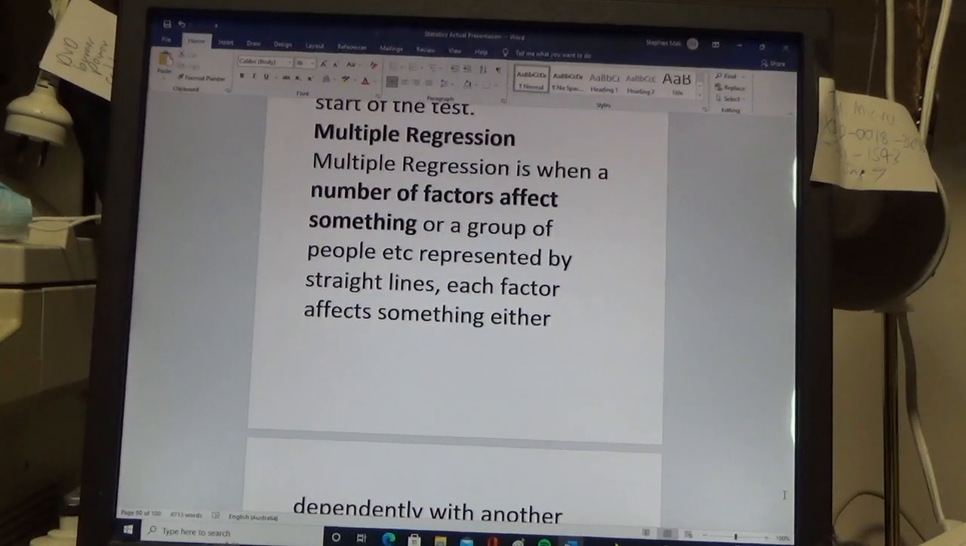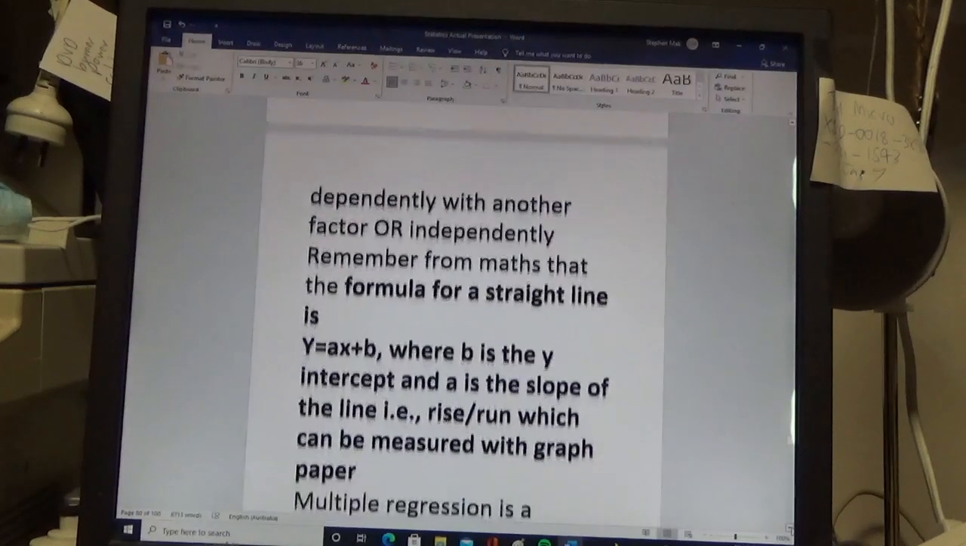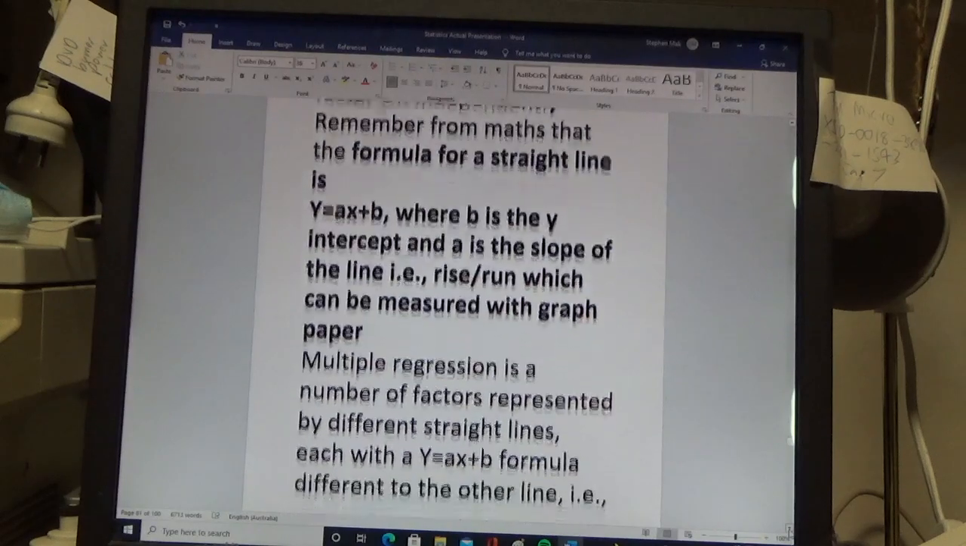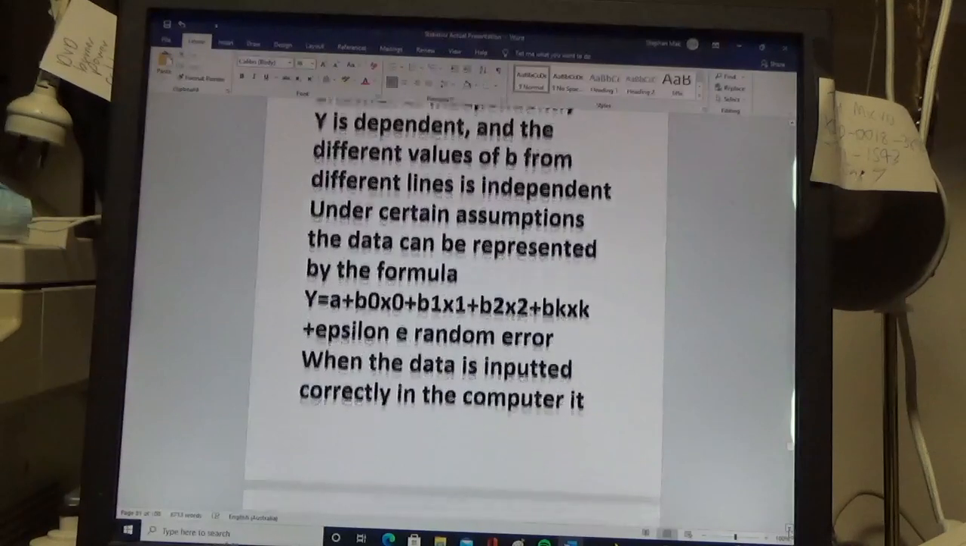So it's a number of factors, say factors affecting someone's salary: their age, their experience, and their qualifications. Each of those factors is a straight line. Some of those factors can work together, and sometimes the straight line factors are independent. That was the algebra I was looking for: y equals ax plus b. But in multiple regression, all those straight lines are put together, and this time round you get this long formula.